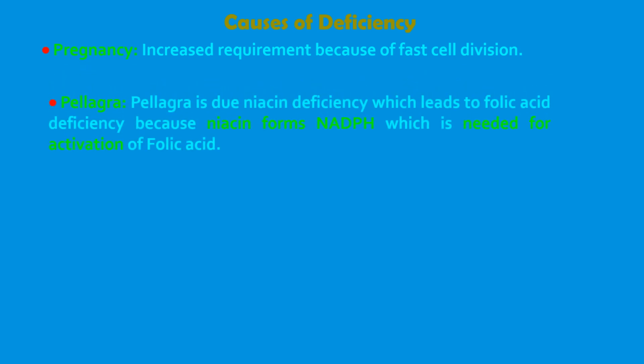So when are we likely to get deficiency of folic acid? The first one is in pregnancy. Pregnancy, where there's increased requirement because of fast cell division. And this we've seen very clearly.